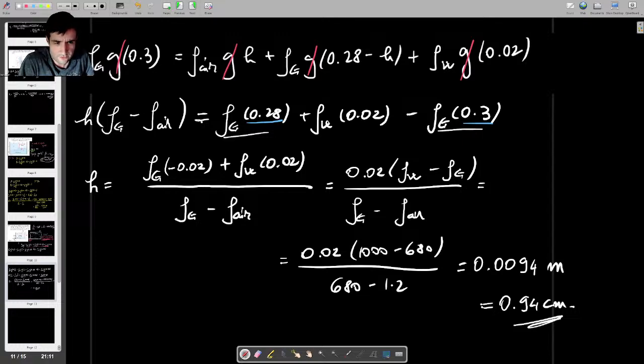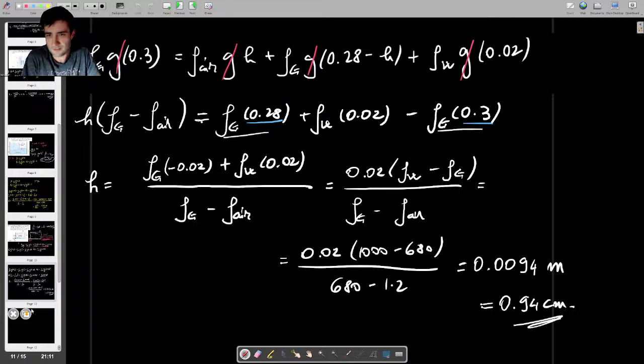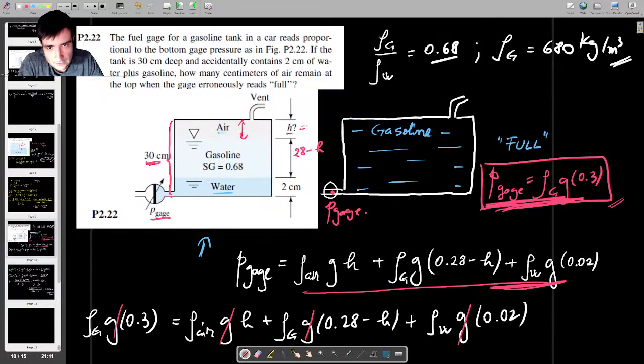So I think my previous answer was 0.28 meters, which was clearly wrong. So something went wrong somewhere basically. And in this case it was just a silly mistake. So yeah, they can creep up on you. So that's it. We have therefore an amount of air which corresponds to a height of 0.94 centimeters, like this.